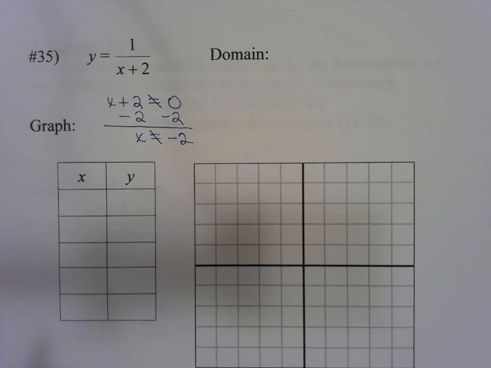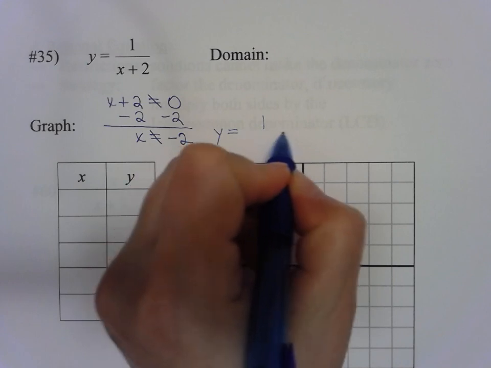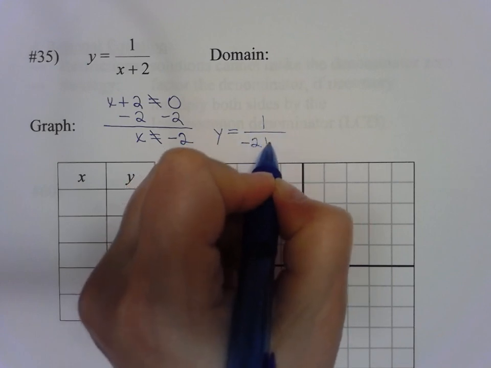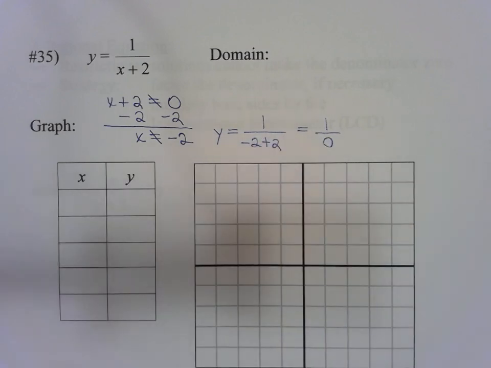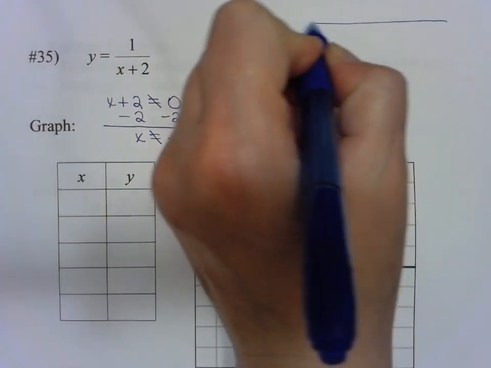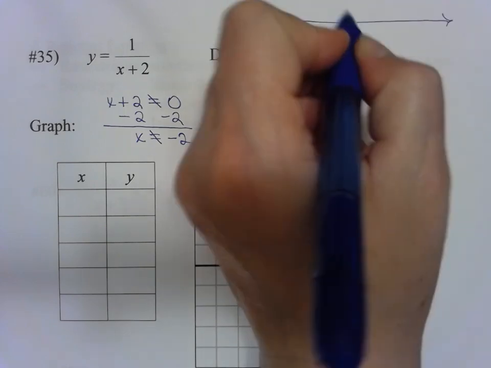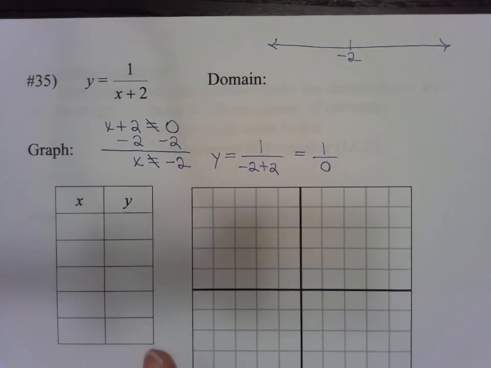Why is -2 a problem? Because if I were to plug in -2, I'm going to get 1 divided by 0, and that's not okay. I can't calculate that, right? So for that reason, I want to leave -2 out of the domain. If you need to, draw a picture. Now it's -2, sorry, that we want to leave out.